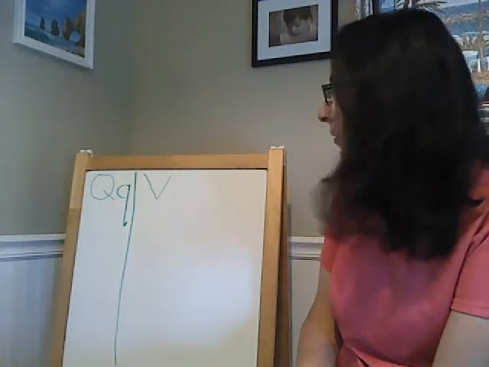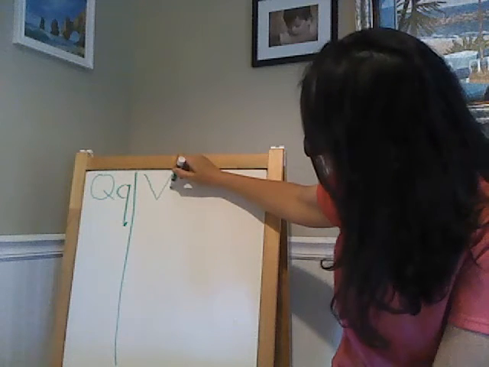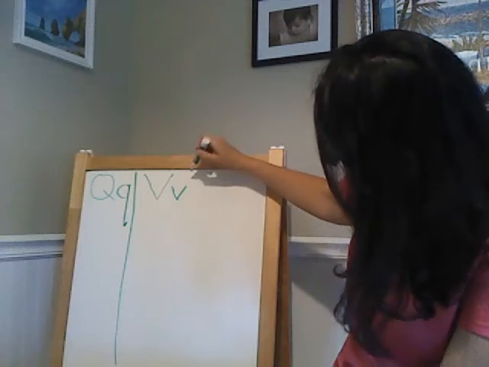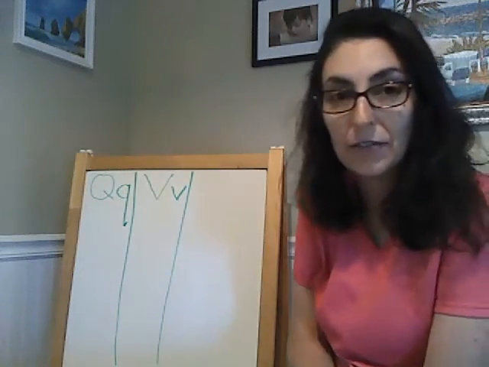There we go, V. We did a big V. Now we gotta do a little V. So start a little bit lower here and go down, sideways line, and up. There it is. Very nice. That's letter V.